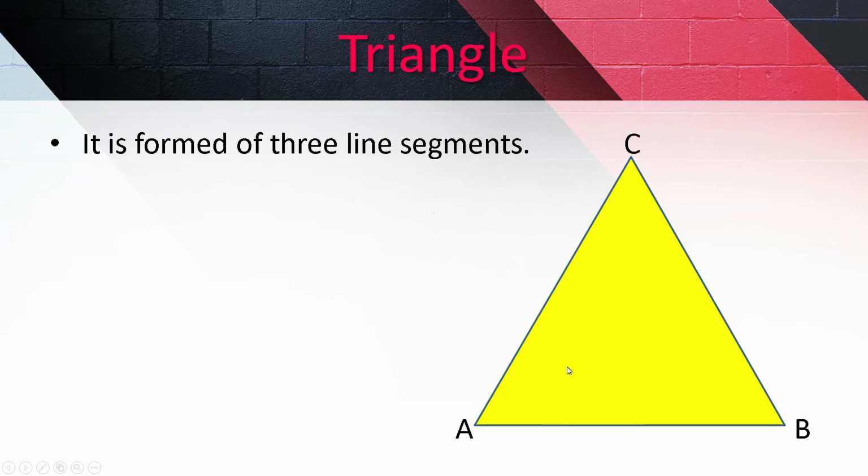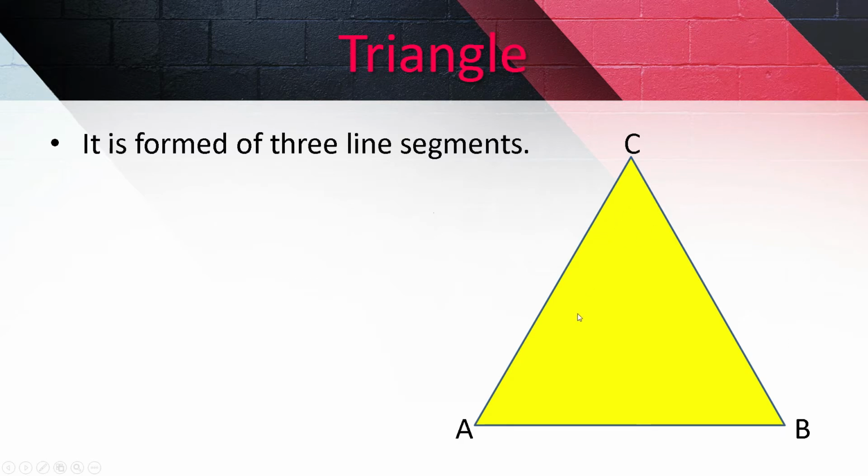So the triangle has three vertices. Vertices is the plural of vertex. Vertex is the singular and vertices is used for plural. So you can see that there are three vertices here. One is vertex A, the second one is vertex C, and the third one is vertex B.